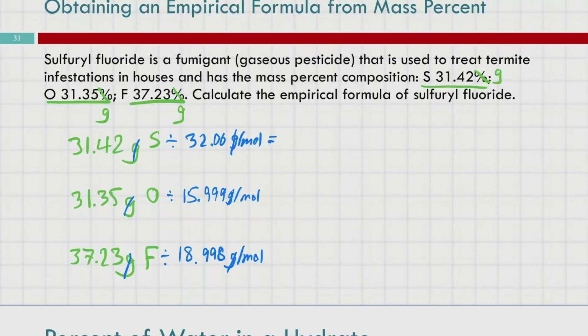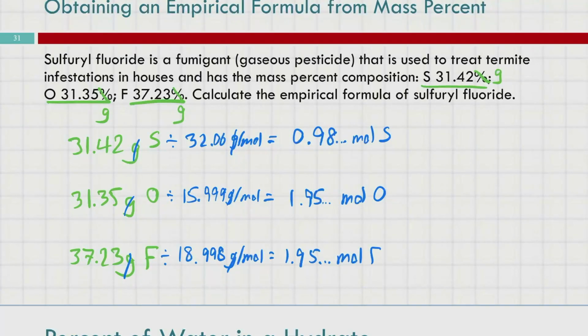We get 0.98 dot dot dot moles of S, sulfur, 1.95 dot dot dot moles of oxygen, and 1.95 dot dot dot moles of fluorine.